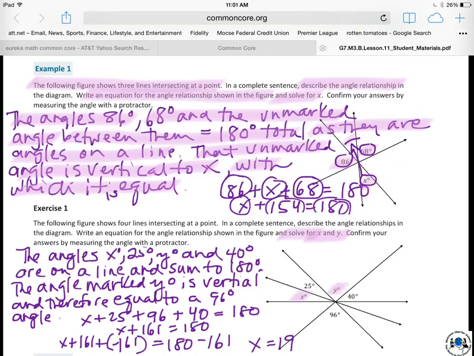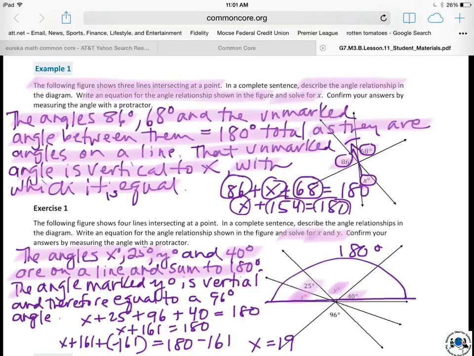Okay, so there are a couple of things I notice in this diagram that are going to make it all very simple. I know that the angles marked x degrees, 25 degrees, y degrees, and 40 degrees are all, as you see, angles on a line. Therefore, they all together equal 180 degrees.